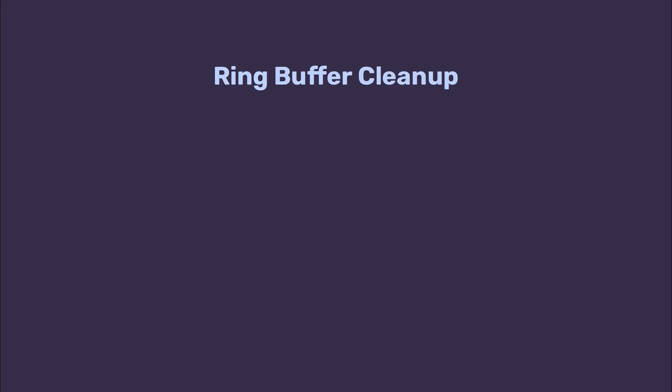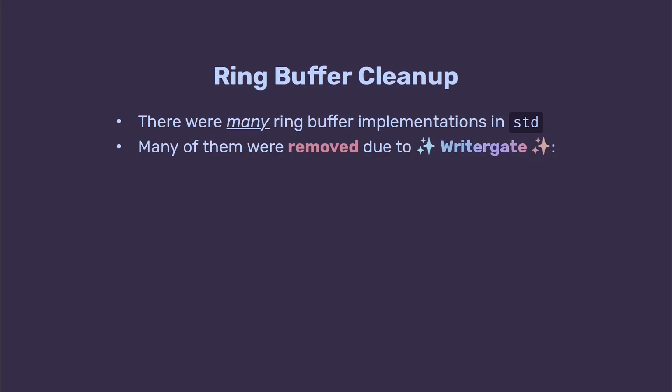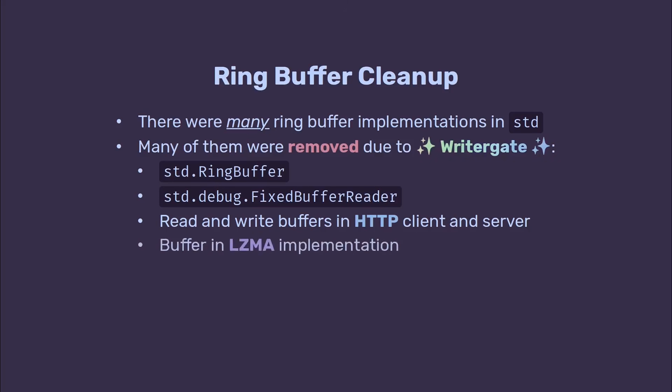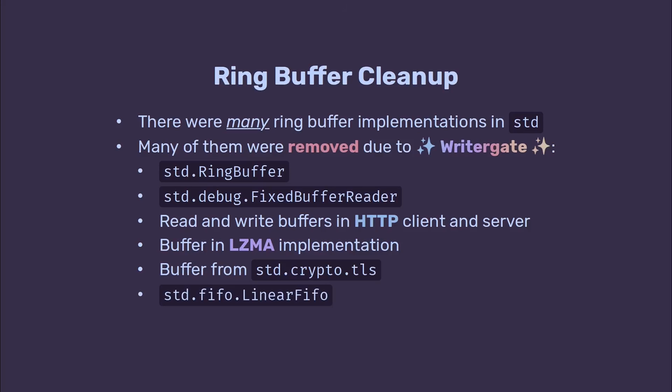Ring buffer cleanup. There were at least 8 different ring buffer implementations in the standard library. Thanks to the Writergate refactoring, many of them became redundant and were removed. Notably, standard ring buffer, standard debug fixed buffer reader, read and write buffers in HTTP client and HTTP server, one in the LZMA implementation, and another one in standard crypto TLS. There were also at least 2 that were removed for other reasons. Standard FIFO linear FIFO was removed due to being poorly designed, and standard compress.flate circular buffer was removed with the compression code. A related change is the removal of BoundedArray.